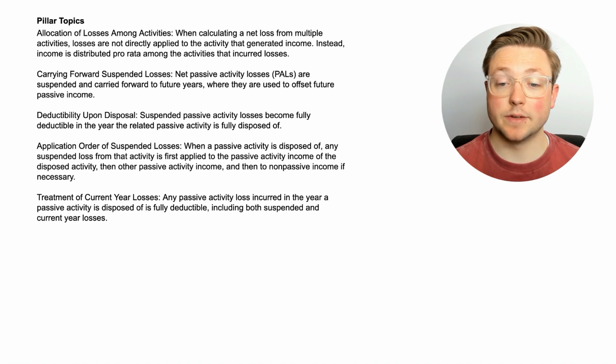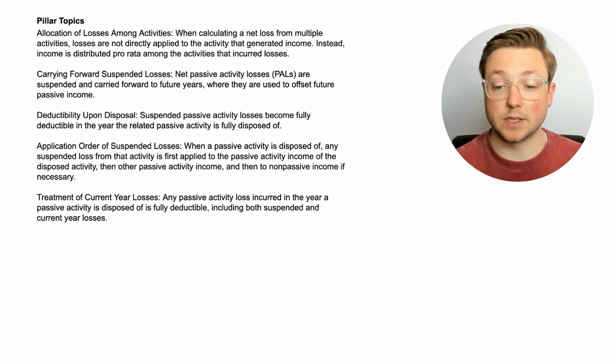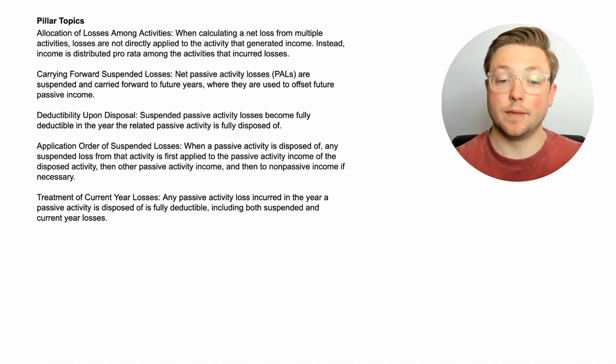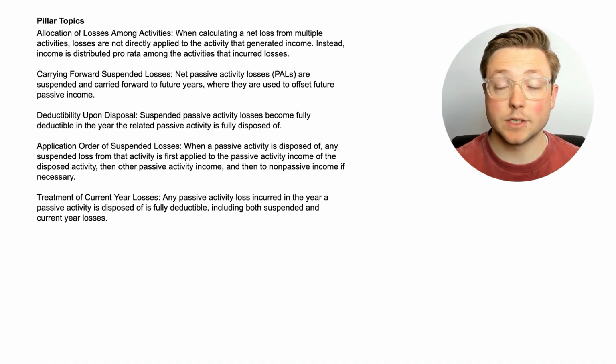Next, suspended passive activity losses become fully deductible in the year the related passive activity is fully disposed of, and I kind of just said that. When a passive activity is disposed of, any suspended loss from that activity is first applied to the passive activity income of the disposed activity, then other passive activity income, and then to non-passive income if necessary. And finally, any passive activity loss incurred in the year a passive activity is disposed of is also fully deductible, and that includes both the suspended and the current year losses. And with that, those are the pillar topics for this video. We learned a lot in just 5 questions.